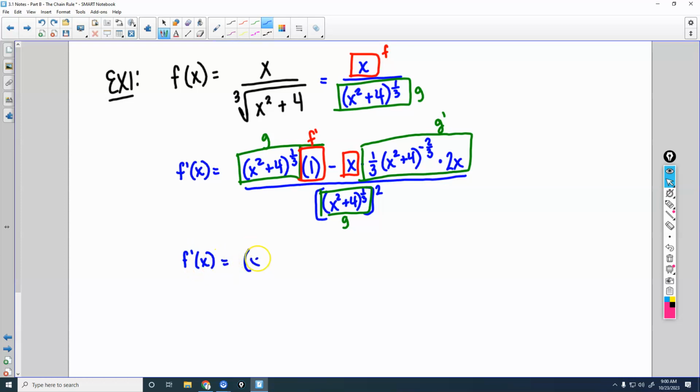So if we're going to simplify this, I'm going to just clean it up a little bit first. So this first part would be x squared plus 4 to the 1/3 power minus, and then remember all of this is multiplied together. So I've got this x, this 1/3, and the 2x can all be multiplied together. So that would give me 2/3 x squared times x squared plus 4 to the negative 2/3 over x squared plus 4 to the 2/3.